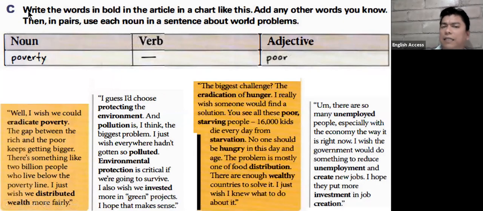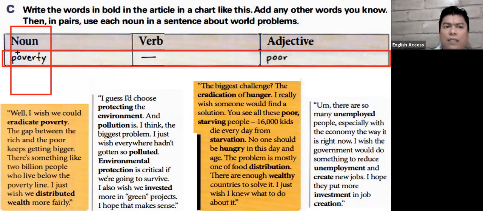Exercise C is the next exercise down. Write the words in bold in the article in the chart like this. We have noun, verb, and adjective. And every line is the same word in its different form. For example, poverty in noun is poverty. In verb, it doesn't have a form. But in adjective, it is poor.